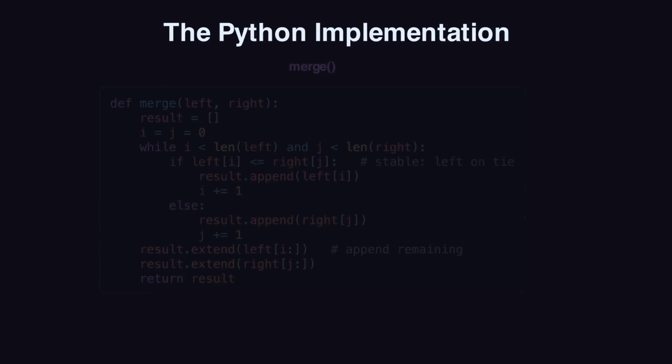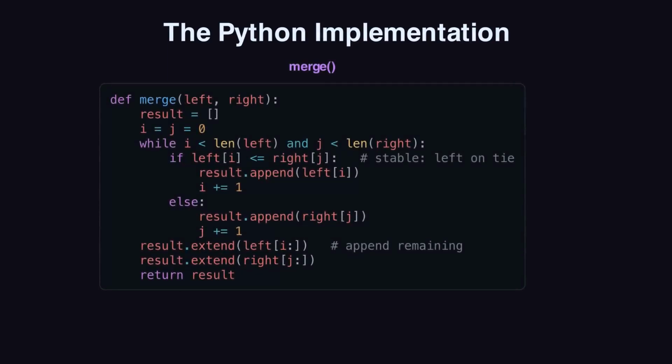The merge function does the actual work. Initialize an empty result list and 2 pointers, i and j, both starting at 0. While both pointers are in bounds, compare the current elements. If the left element is less than or equal to the right element, append it and advance i. Otherwise, append the right element and advance j. When one side is exhausted, extend the result with whatever remains in the other.